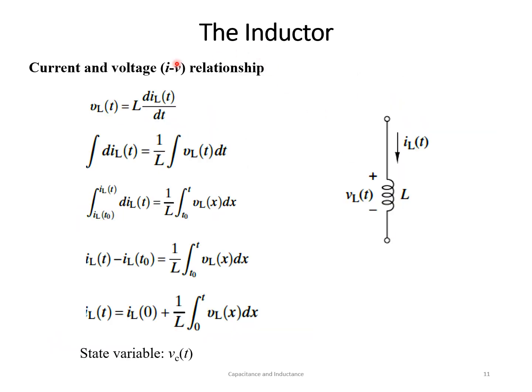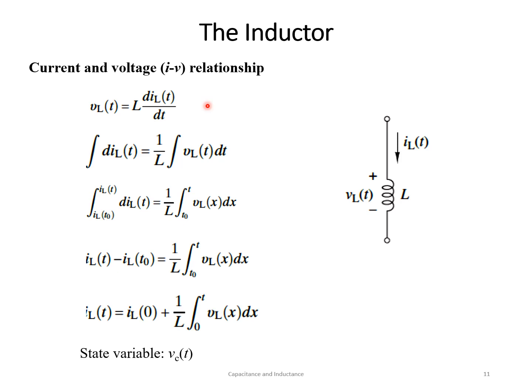In the inductor, I will start from the voltage relationship. VL is equal to L dIL by dt. Inductor and capacitors are dual of each other in voltage and current relationship. Dual means the behavior of voltage in capacitor is similar to behavior of current in the inductor, and behavior of the current in capacitor is similar to behavior of the voltage in the inductor.